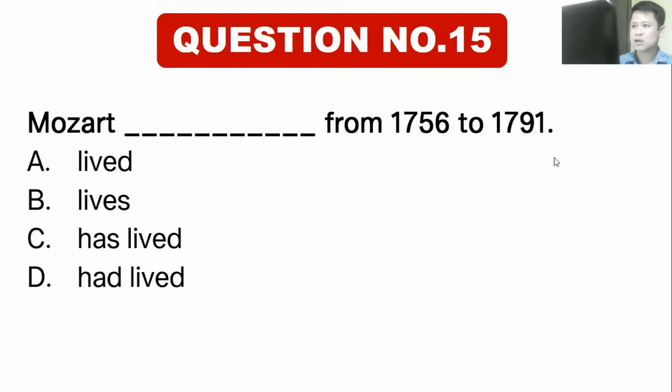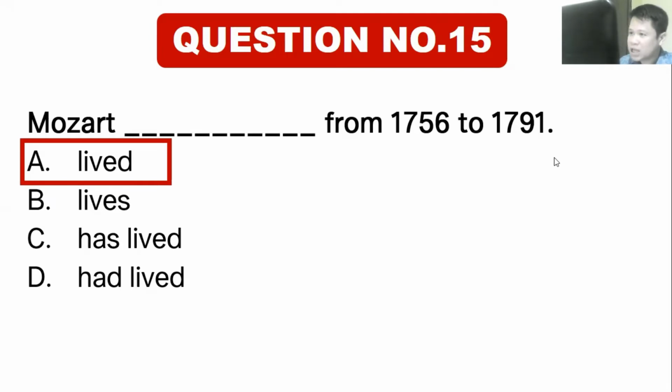Correct answer is... Mozart is already dead, right? So the correct answer is simple past tense. I did. So Mozart lived, letter A, from 1756 to 1791. Lived, right? We need a simple past tense here, the past tense of the verb, which is I lived, right?